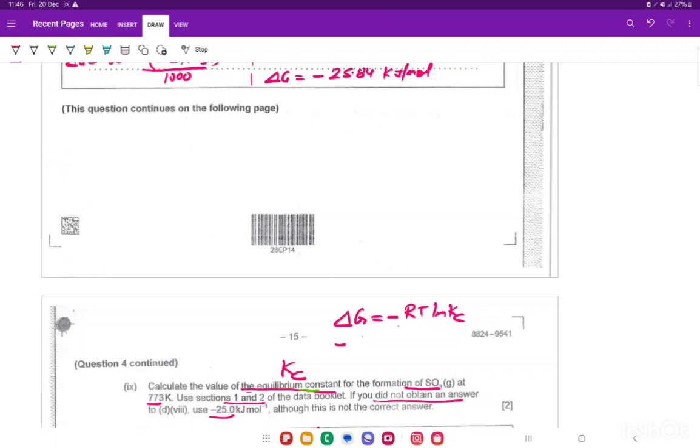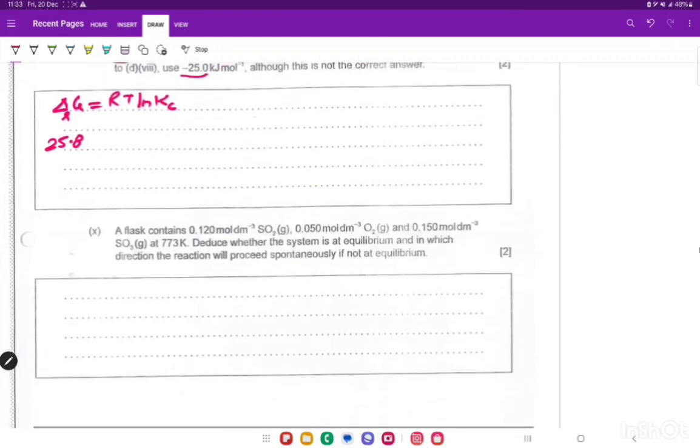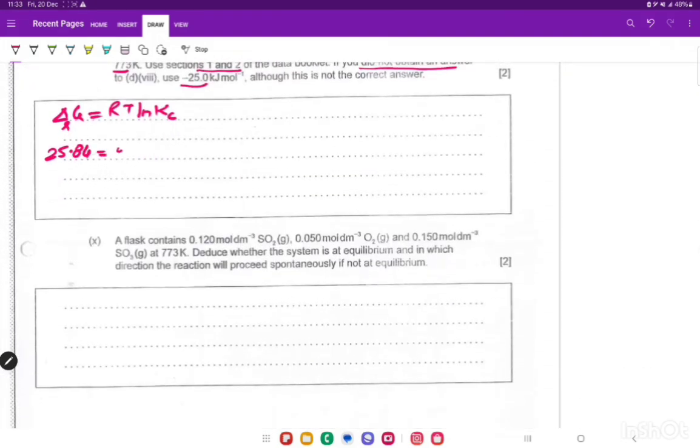I can say minus delta G equals minus RT ln Kc. This minus sign can be gone. I can say delta G equals RT ln Kc, and I will use this formula, delta G equals RT ln Kc, and we have to find out Kc. Therefore, delta G, which we had calculated, was 25.84. 25.84 equals R, 8.314 divided by 1000, because R is in joules and delta G is in kilojoule.